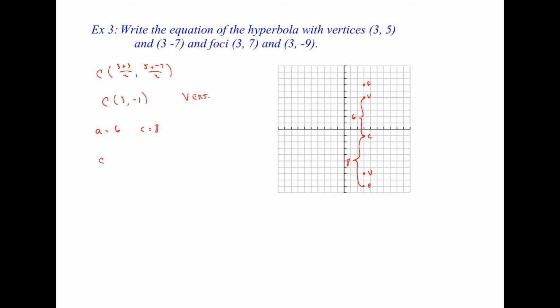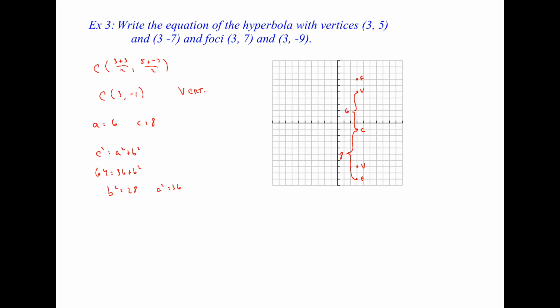So our relationship is C squared is equal to A squared plus B squared. So 64 is equal to 36 plus B squared, which means B squared is equal to 28. We don't need to find B, we just need to know what B squared is. So knowing B squared is 28 and A squared is 36, we should be able to write the equation.